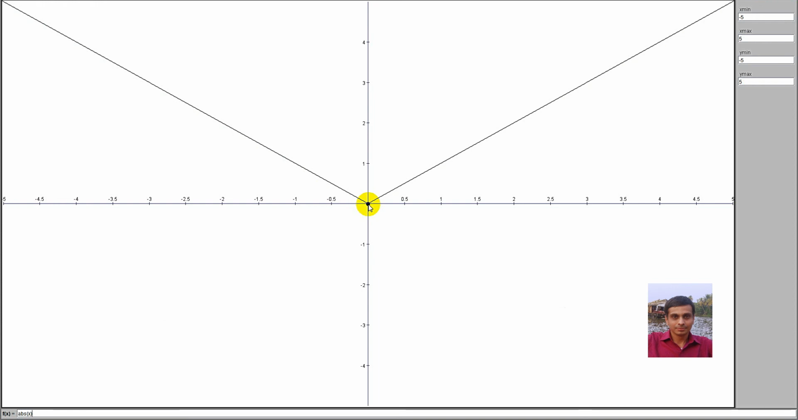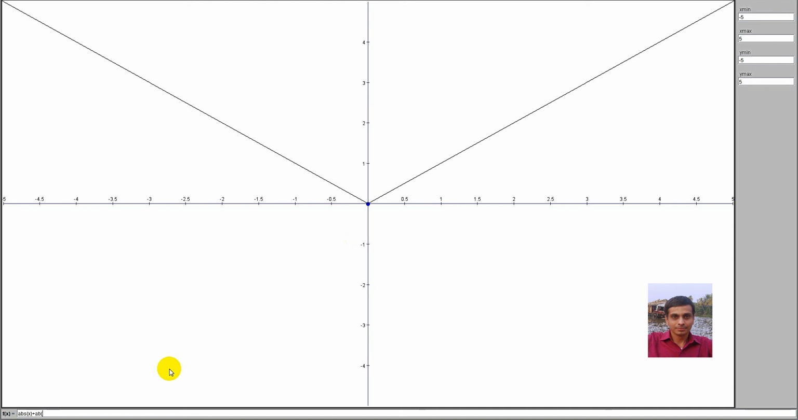Whenever a function has sharp turns like this, there is no smooth way of moving from left to right through point 0. There is a sharp turn. So whenever a function, I mean a real valued function of a real variable, has a sharp turn, the function will not be differentiable at that point.